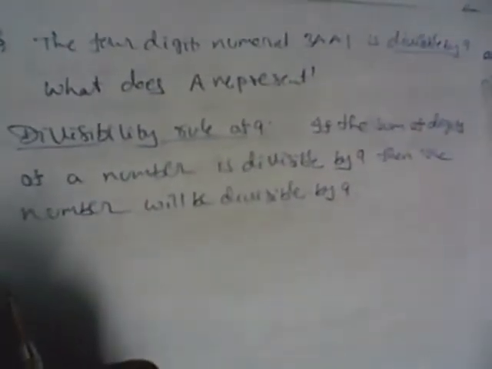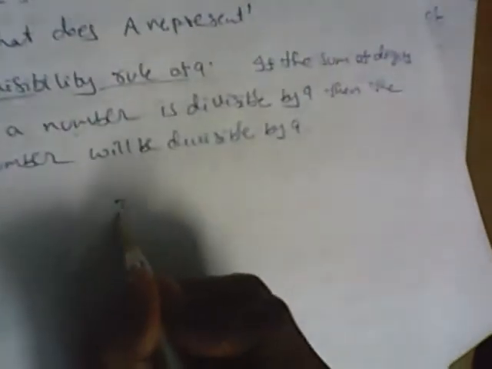I want to apply this rule here to answer this question. The 4-digit numeral 3a1 is given. Now we need to find out the value of a. According to the divisibility rule of 9, the sum of digits of this number should be divisible by 9. That means 3 plus a plus 1 should be divisible by 9. 3 plus 1 means 4, a plus a means 2a. It should be divisible by 9.